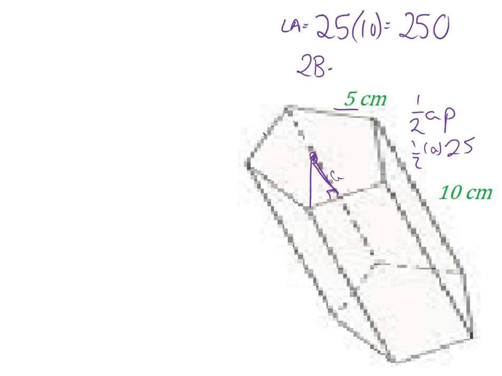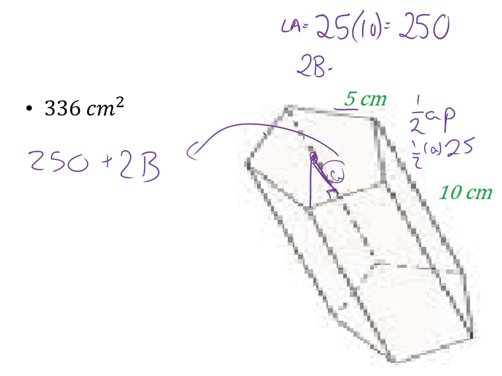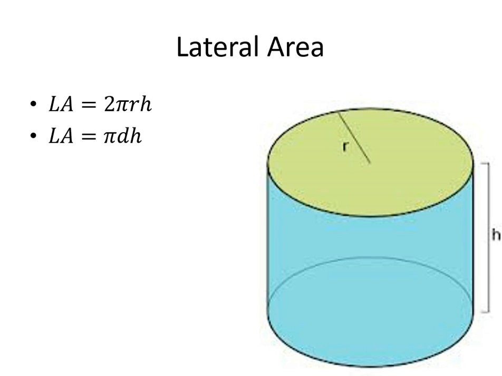And once we know the apothem, we can plug that in and find it, and we end up getting that it's approximately, after we take 250 and then add it to 2 times the base, so 2B, again, once we find our apothem, we add them together and we get about 336 centimeters squared. Okay. And so that would be our surface area of this figure. Okay, so it's the lateral area plus 2 times the area of the base.